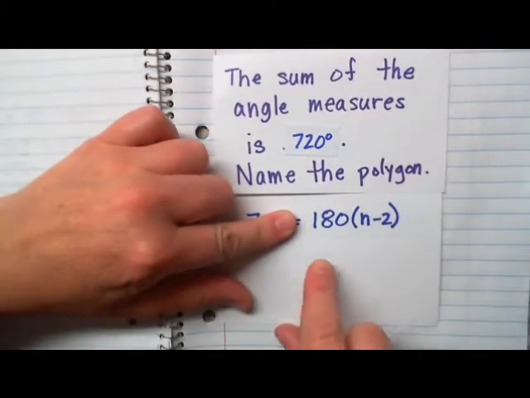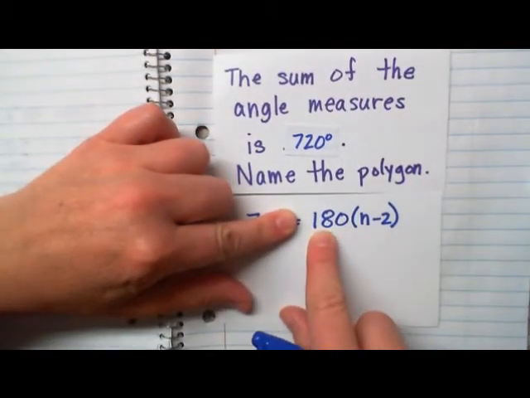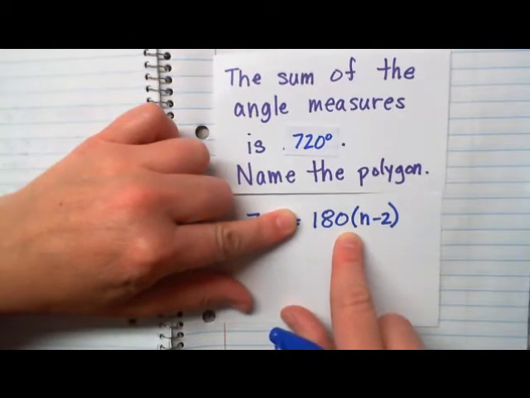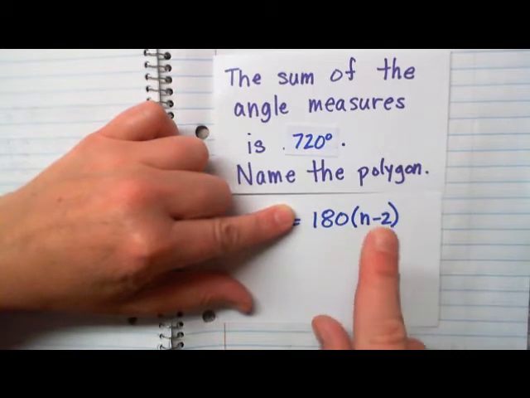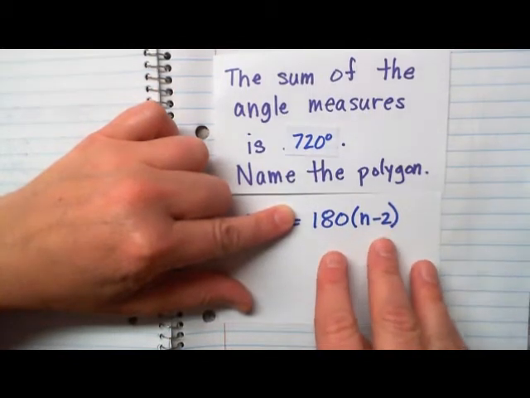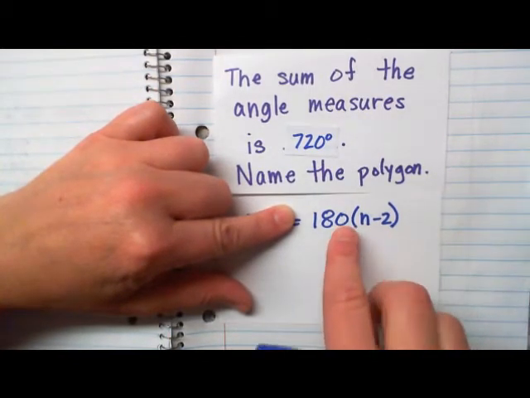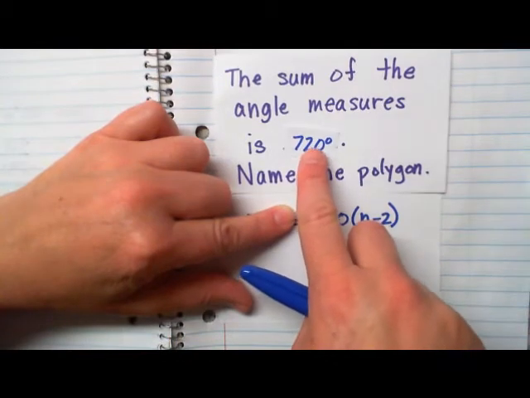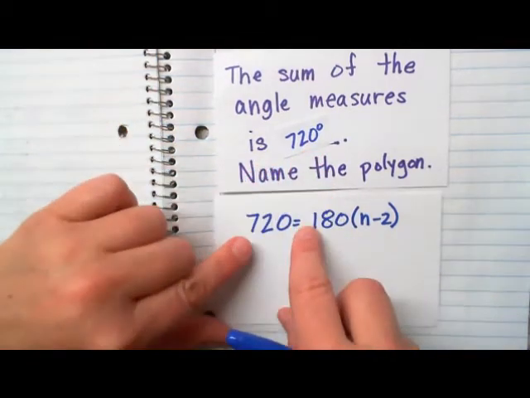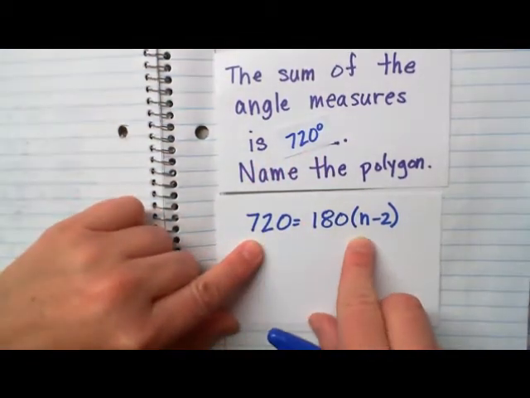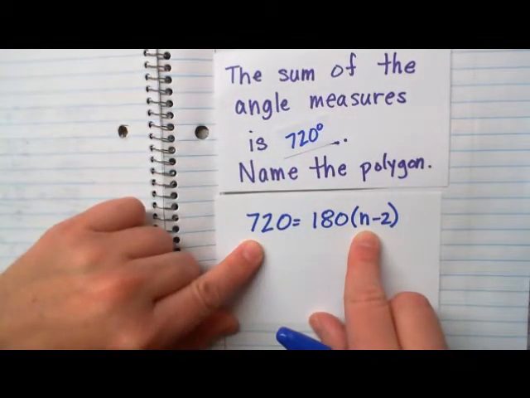We know the sum of angle measures formula looks like this. It's 180 degrees times n minus 2, where n is the number of sides of the polygon. Remember, the number of sides of a polygon is how we name the polygon, right? Well, I'm going to give you the sum of the angle measures, 720 degrees, and I'm going to want you to tell me how many sides are on the polygon.